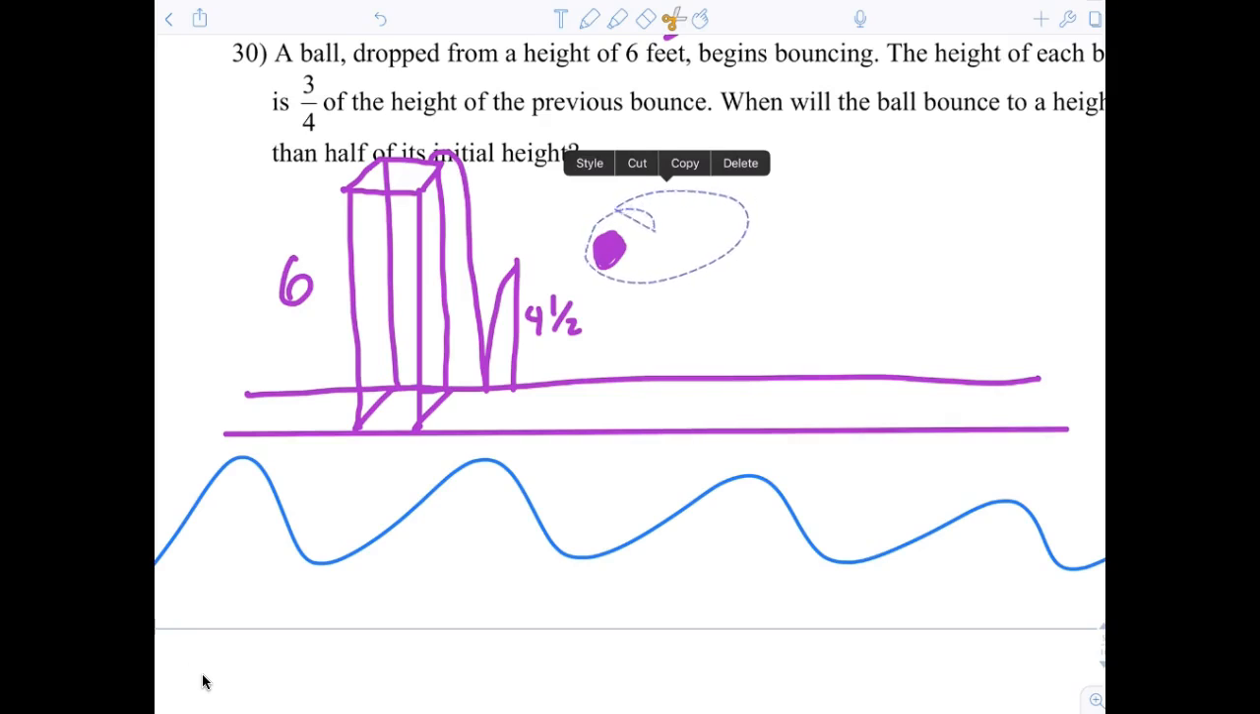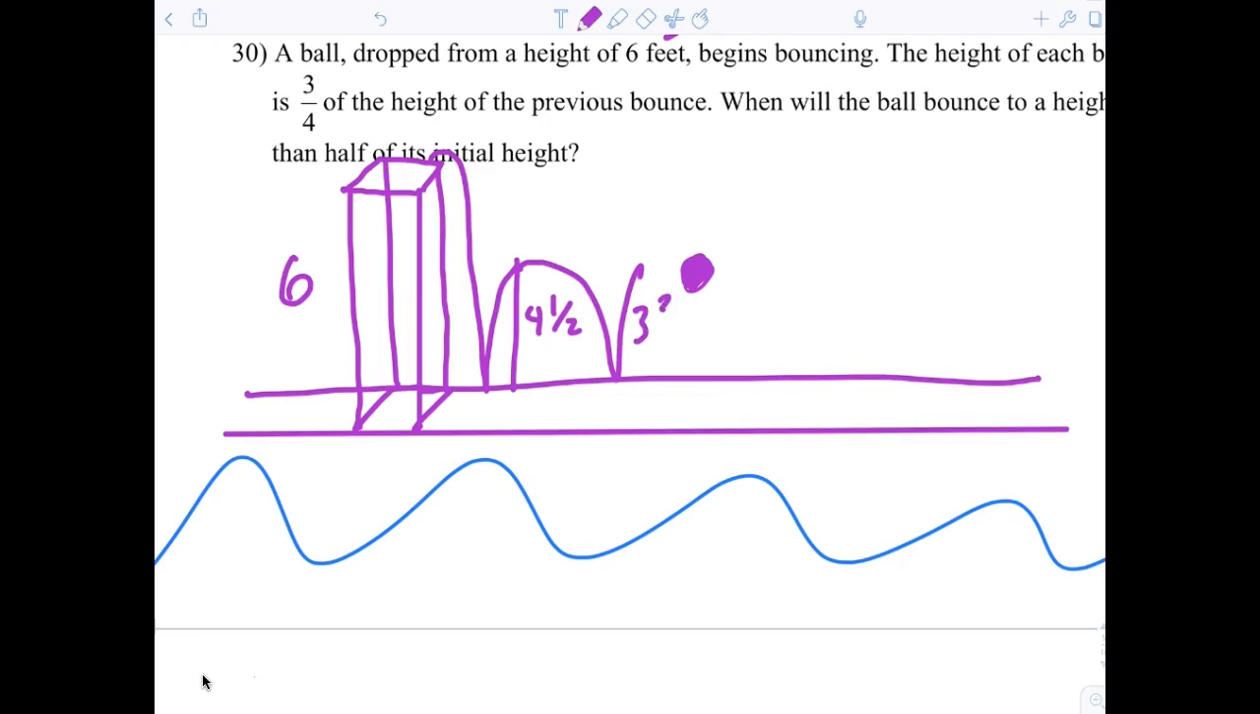Would you do 4.5 times 3/4, please? Everybody's supposed to be doing this. 4.5 times 3/4. What is that? 3 3/8. That's not what you said. So the ball bounces, and it comes up to 3 3/8. Now, is it less than half of what it started? No, not yet, because half of it has to be under 3. So now I take 3 3/8, and the ball goes and hits the ground again.